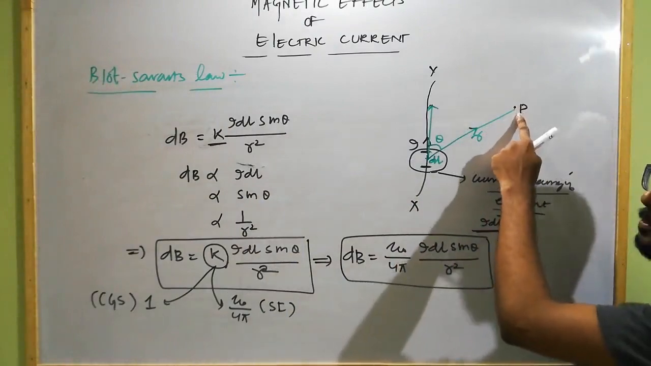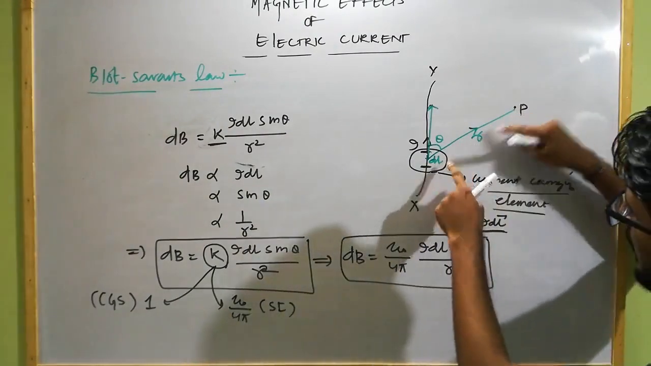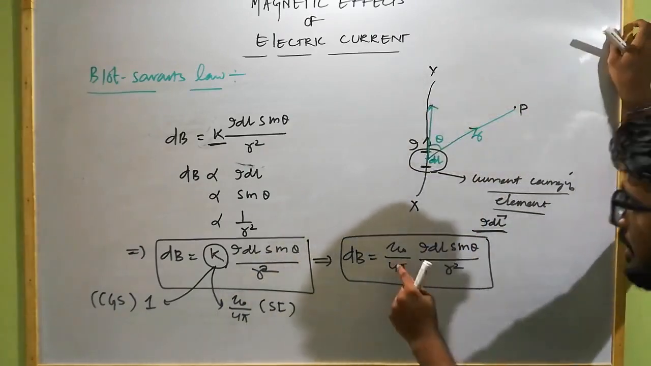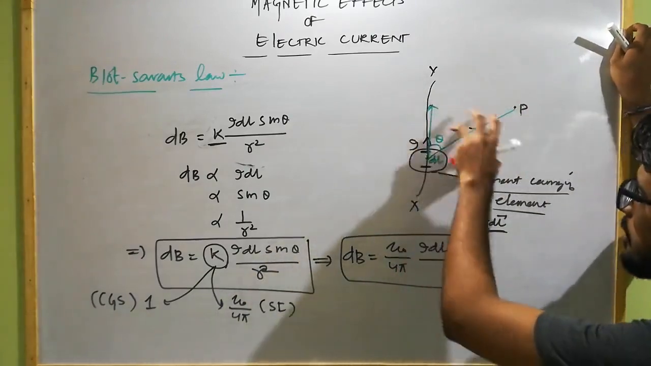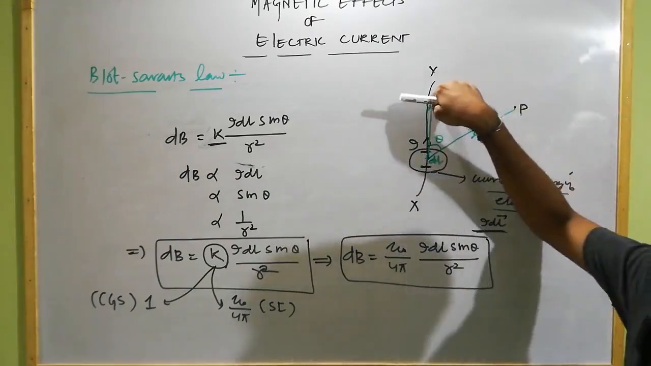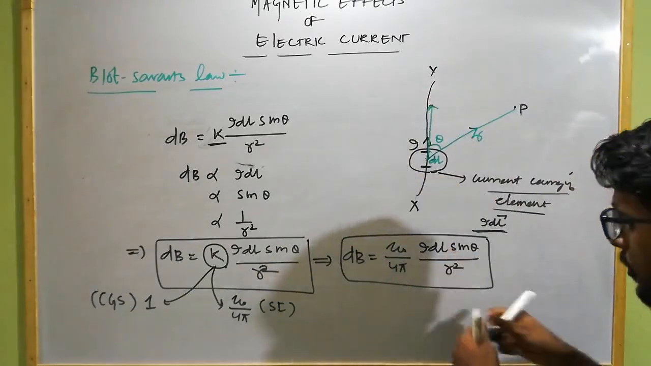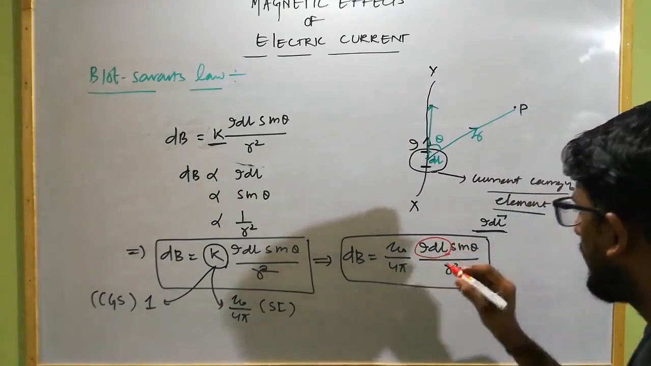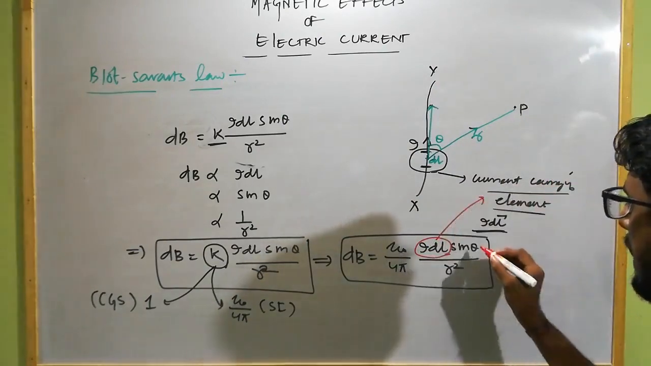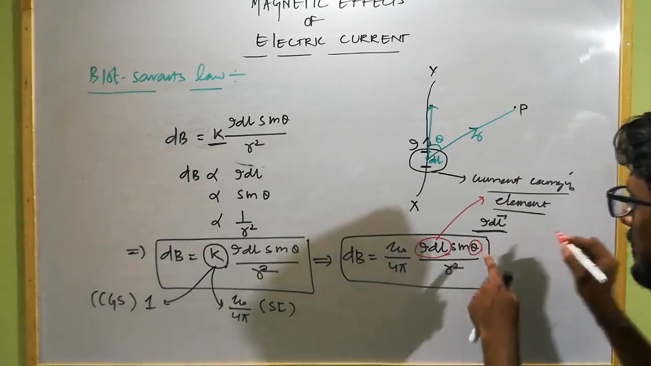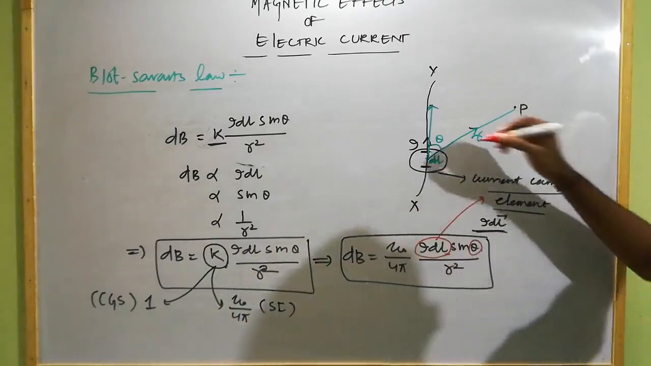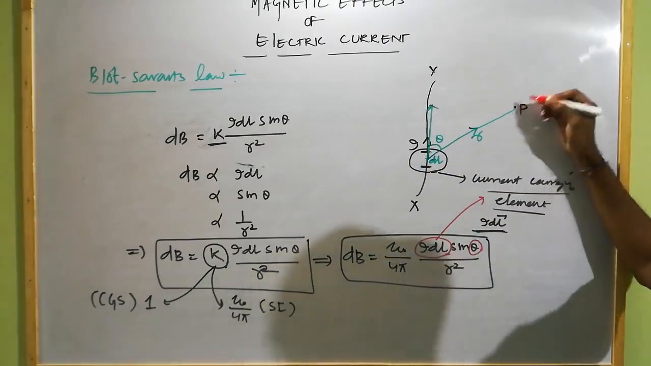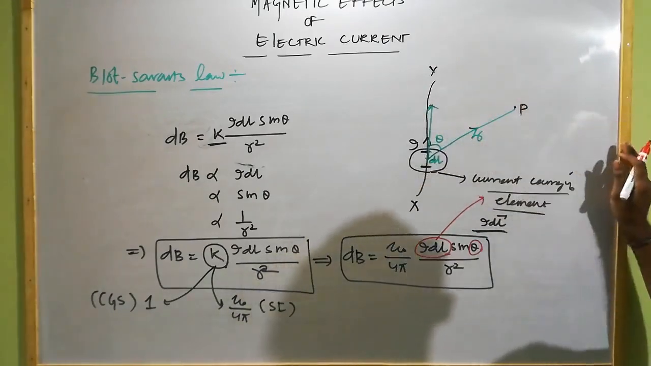Clear? So this is the expression given by Biot-Savart to calculate the magnetic field strength at any point of observation P which is at a distance r from the current carrying element or conductor, and here mu naught is the permeability of the medium within which this current carrying conductor is present. The term I dl is known as the current carrying element, and this angle theta is between the direction of the current carrying element and the position vector of the point of observation with respect to the current carrying element.